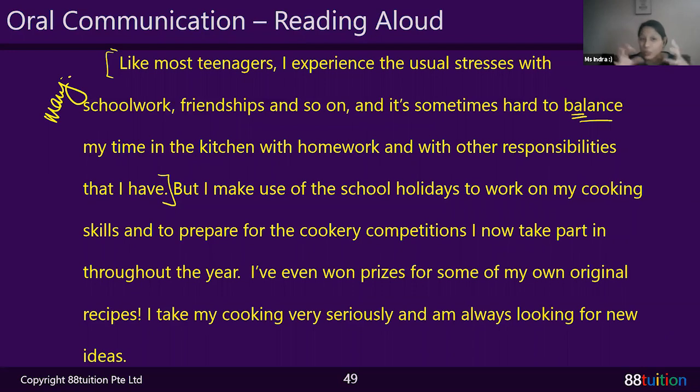We sort of join the words together, not completely, but make sure that they sound connected, right? But I make use of the school holidays to work on my cooking skills and to prepare for the cookery competitions I now take part in throughout the year. So some sentences, as I mentioned to you before, may be long.